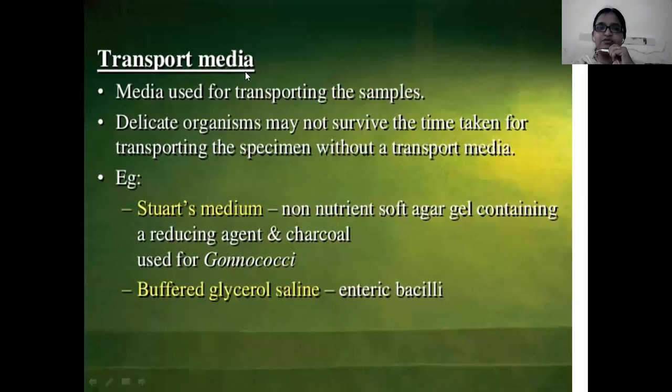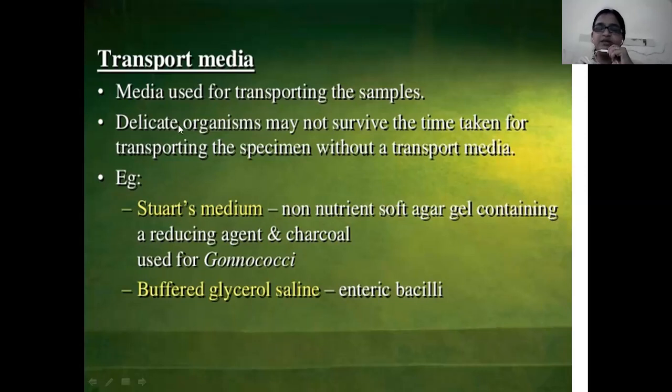Next is transport media. This transport media is used for transporting the samples. It is not possible every time to take the patient to the diagnostic center, or for the diagnostic team to come to the site where the sample is to be taken. So sometimes the sample is collected in a special media, that is transport media, and it is transported to the diagnostic center, or the place where the testing has to be done.